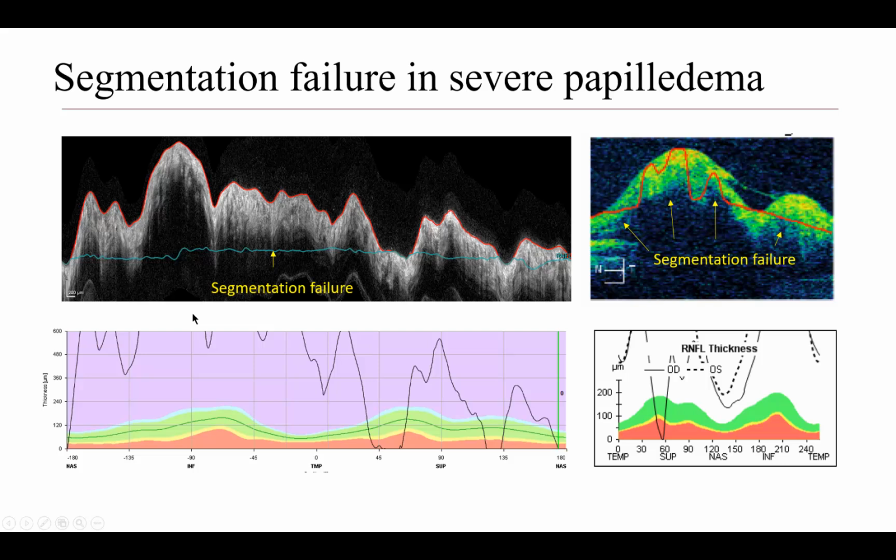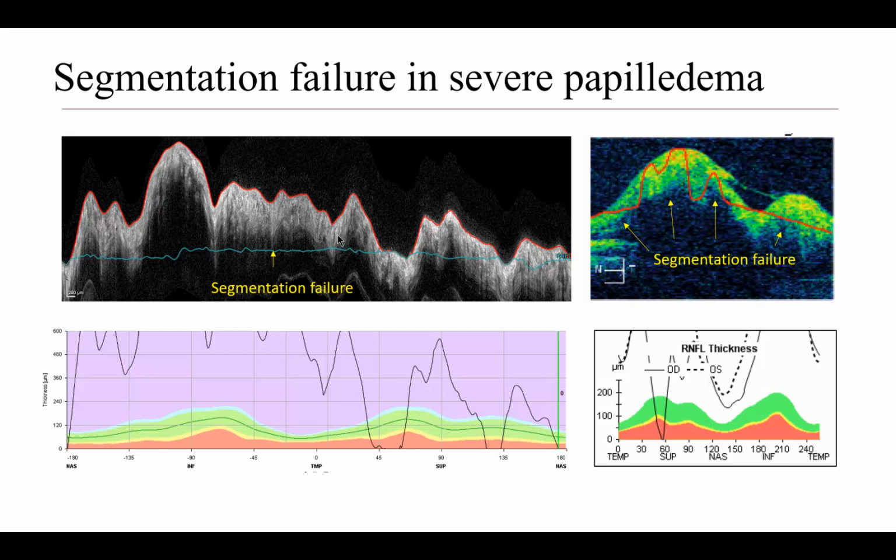Lastly, all of the commercial devices have difficulty segmenting severe grades of papilledema, that is, an RNFL of greater than 250 microns, grade 3 or above, because the segmentation algorithm breaks down. So you need to look carefully at the positioning of the segmentation line to see that it actually outlines the RNFL.